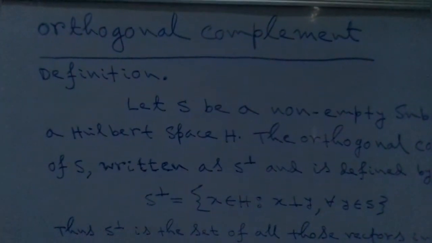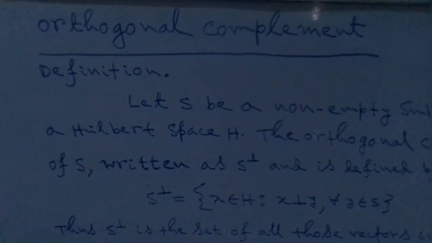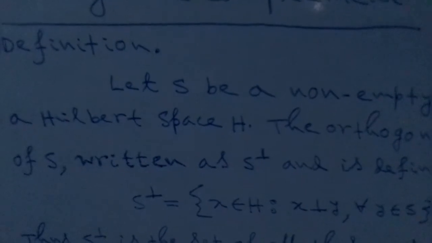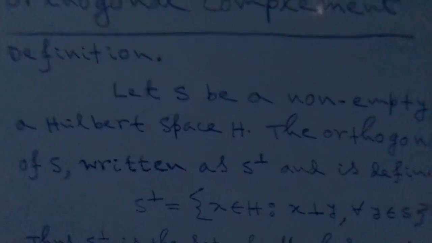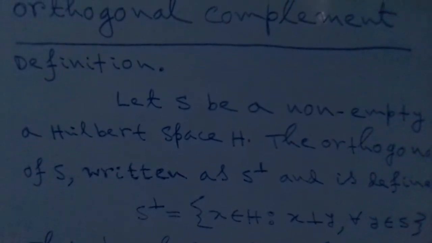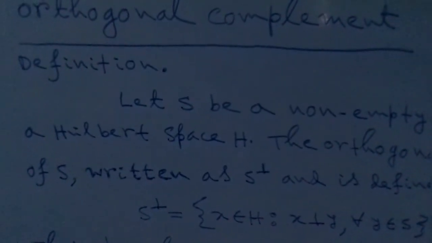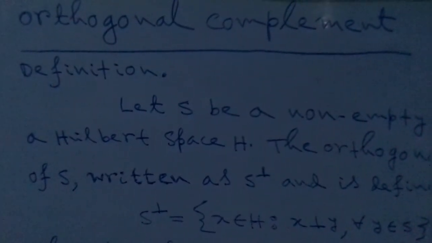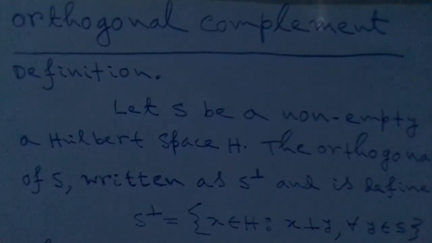For the definition, at first we are going to take a set, simply a set. So let S be a non-empty subset of Hilbert space. Actually, here we conceptualize everything in the space, so it is a Hilbert space, and taking this space we are taking a subset. Under this Hilbert space H, we are taking S to be a subset. So let S be a non-empty subset of Hilbert space H, and the orthogonal complement of S we are going to denote as S perpendicular, and read it as S perpendicular.